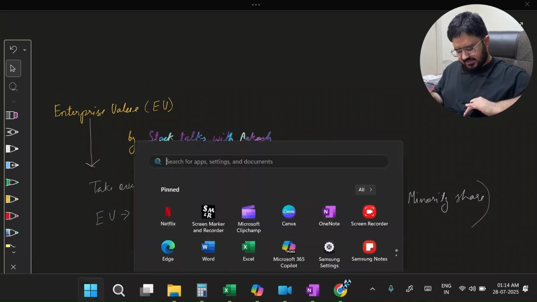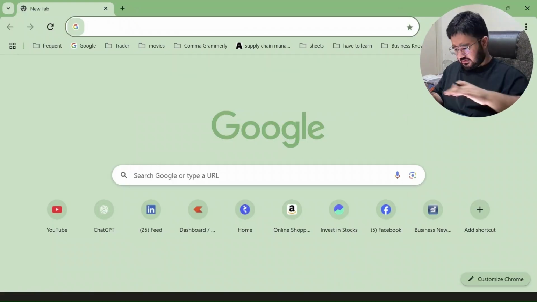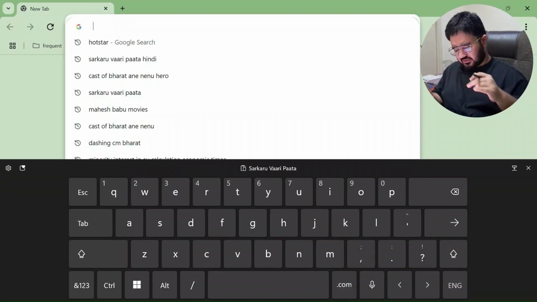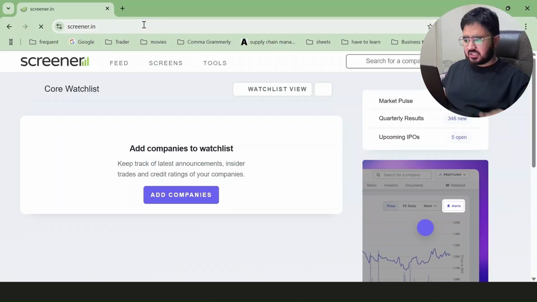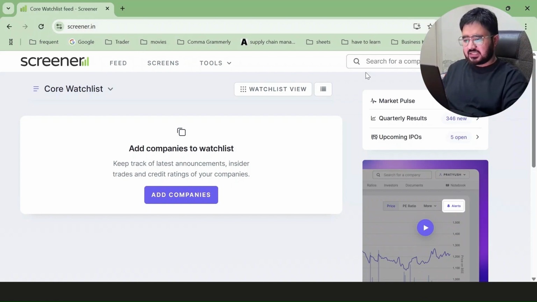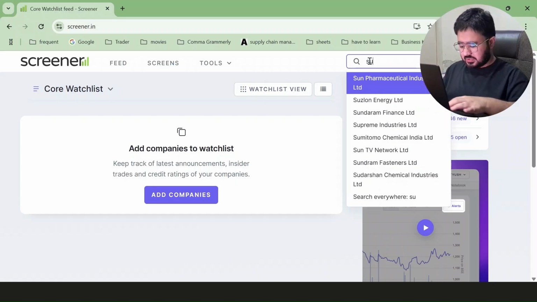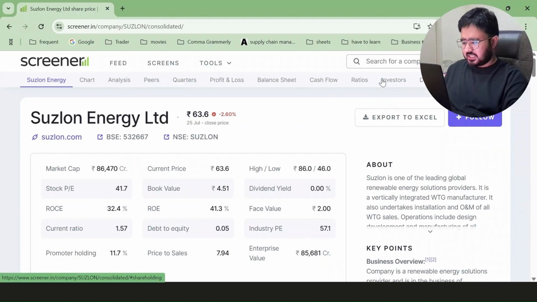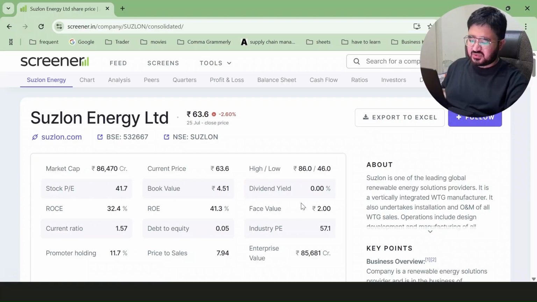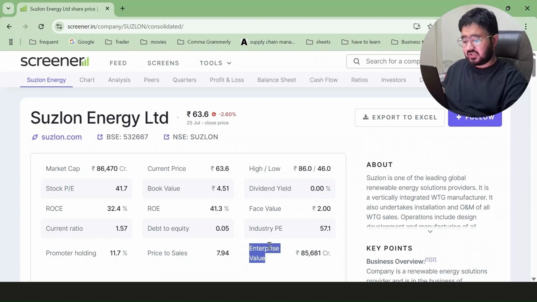So let's just go to the browser and then over here. Okay, let's use screener today. Screener.in. Let's just enter. And today, we'll take the example of Suzlon Energy. Okay. So the enterprise value is actually directly given over here. It's 85,000 crores approximately.